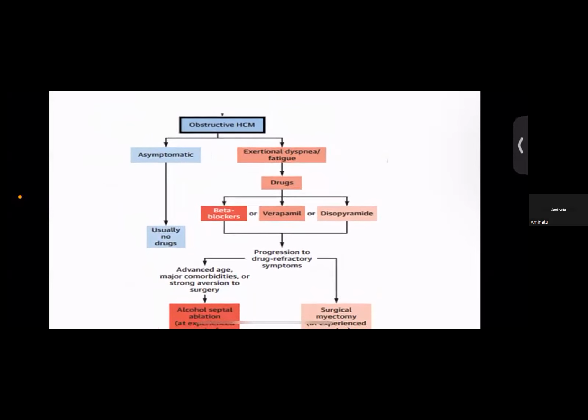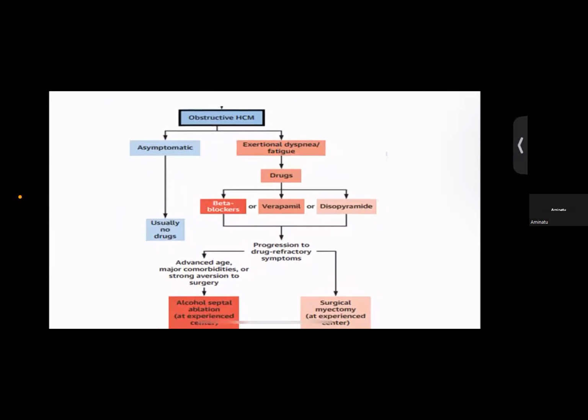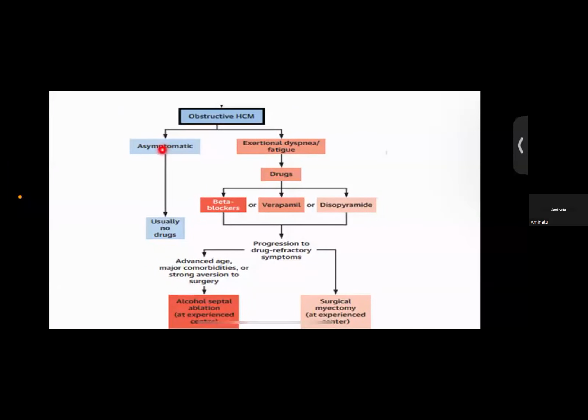So the majority of patients with HCM, like we know, are asymptomatic. For those with obstructive HCM that are asymptomatic, no drugs are usually needed. Then for those that are symptomatic, presenting with exertional dyspnea, fatigue, and so on, sometimes syncope, we introduce drugs, and first line is beta blockers or non-dihydropyridine calcium channel blockers. And then, like we mentioned earlier, mavacamten is now a choice.